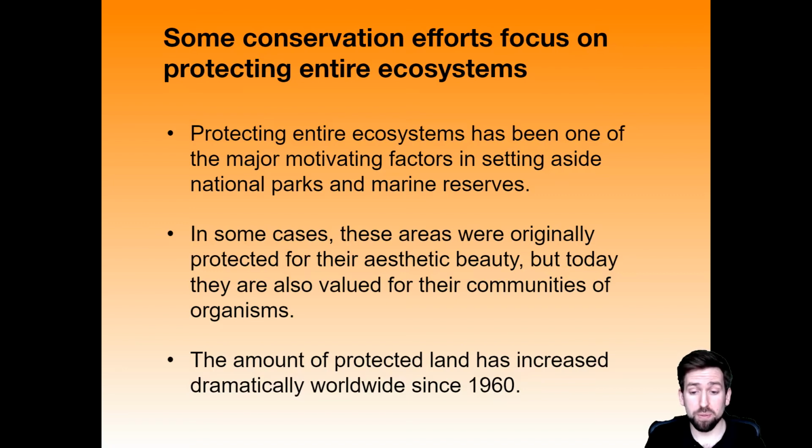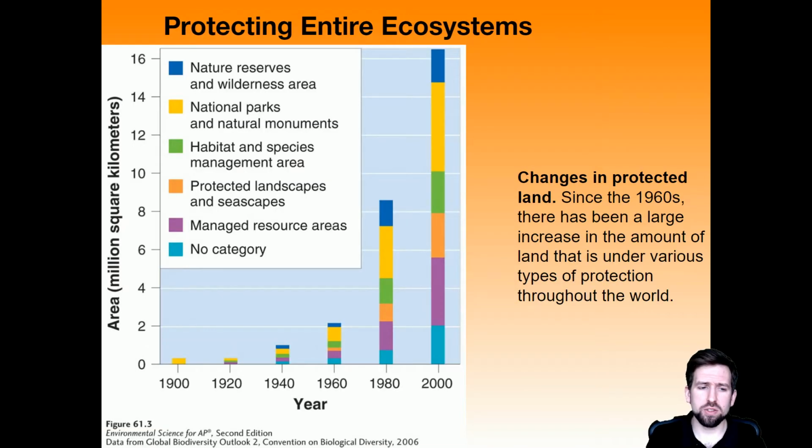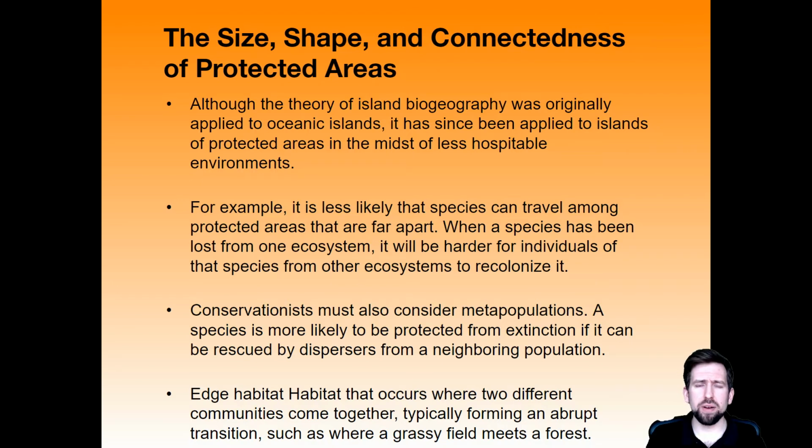The amount of protected land has increased dramatically worldwide since 1960. So if you take a look at this graph, you'll see that the area, which is in millions of square kilometers since 1900, has increased dramatically, almost exponentially if you look at that curve. So up to 2000, you can see that there are many different types of areas that are well protected. So for protected areas, the question is, well, how far do you protect?